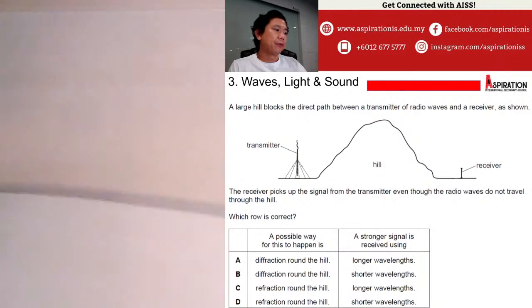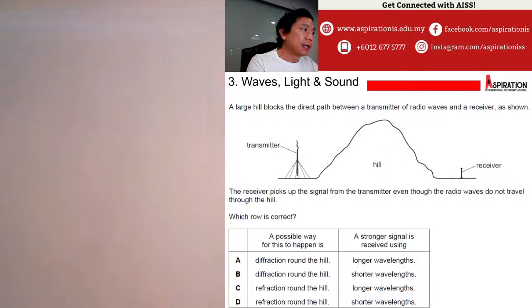Now, as you are reading the question, let me give some comments. Now, I hope you know the three wave phenomena that you learned. What are the three wave phenomena that you learned? So we learned three phenomena. What are they? Can you please key them in?